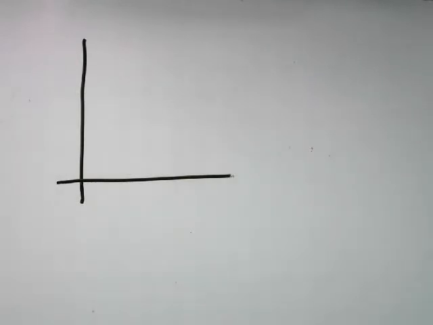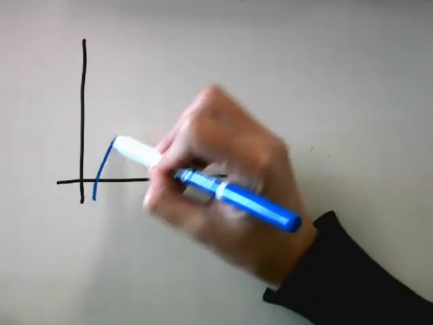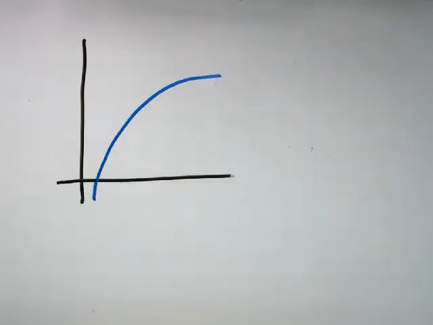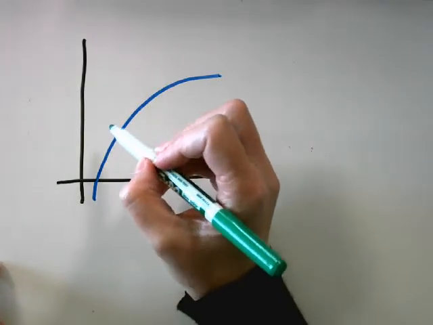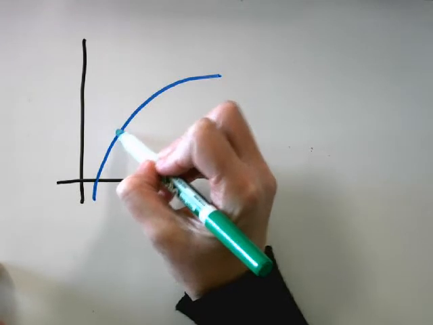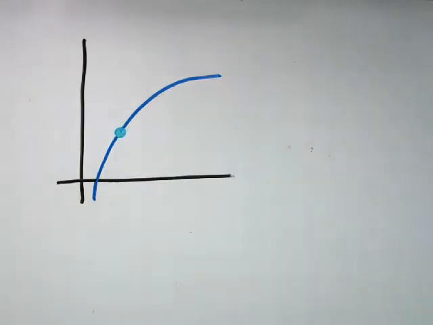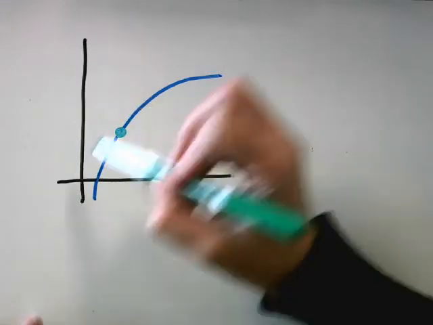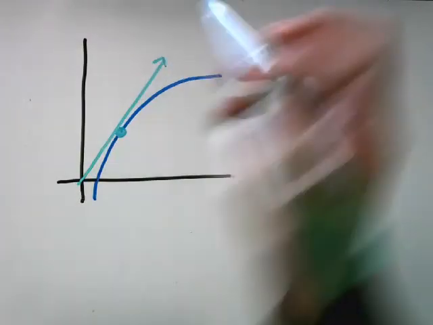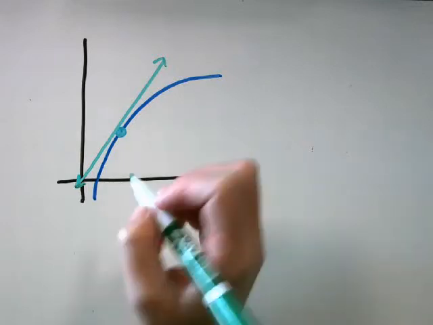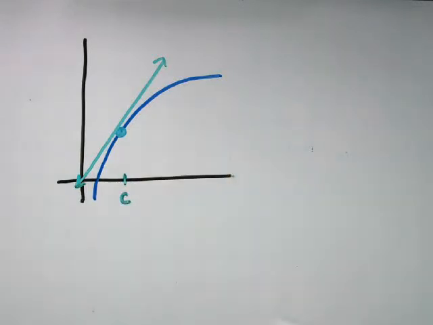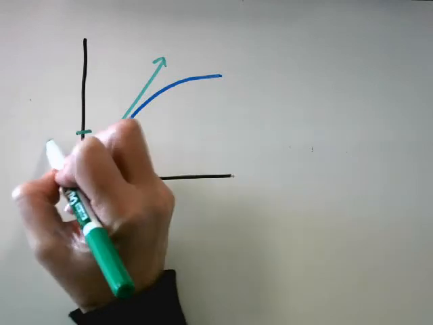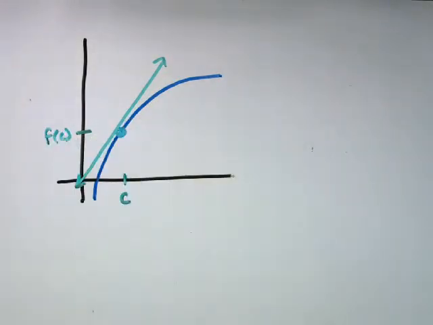All right, so we're going to try to figure out how to find the slope of a tangent line. So I'm going to draw a curve, and I'm going to pick a point that I want to find the tangent line of. So let's say this point here. Okay, I want to find the tangent line. So the tangent line is going to look something like that. I'm going to say this point is C, which makes its function value here f of C.